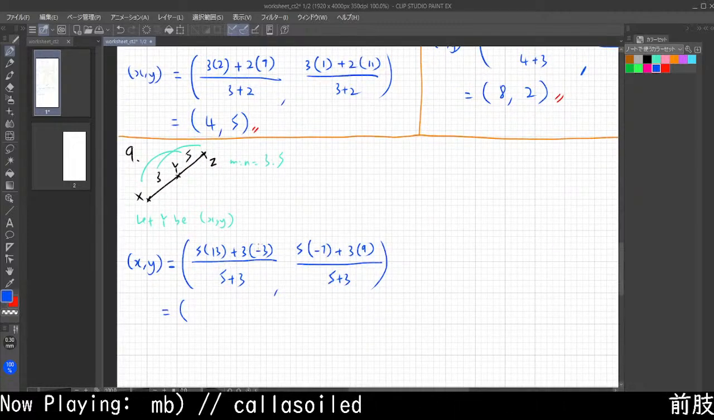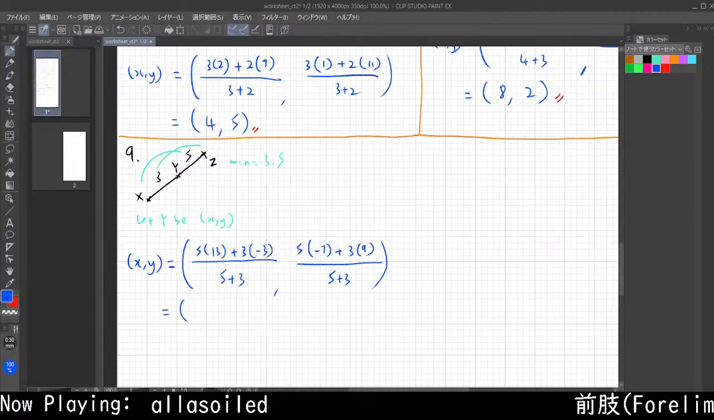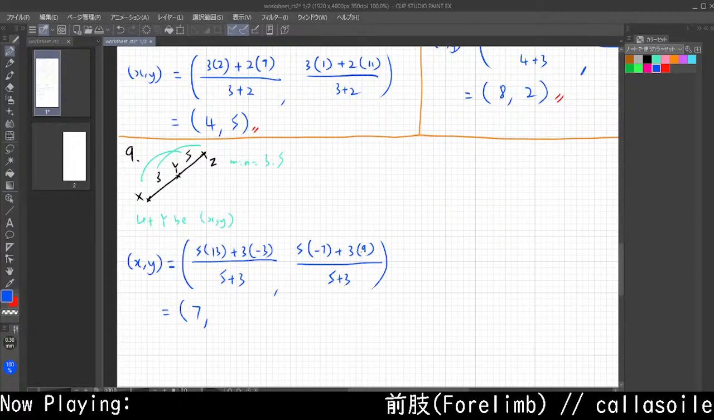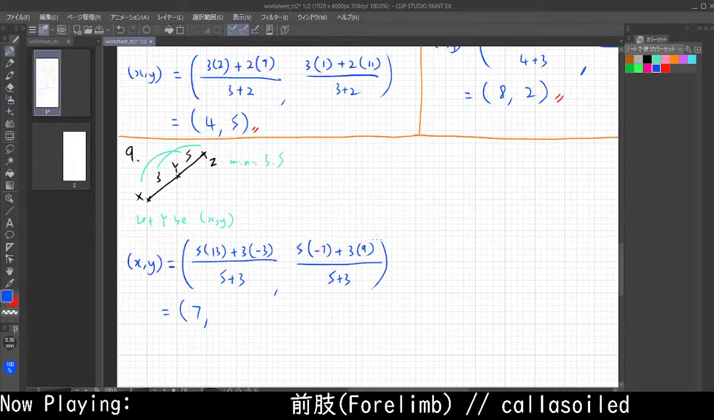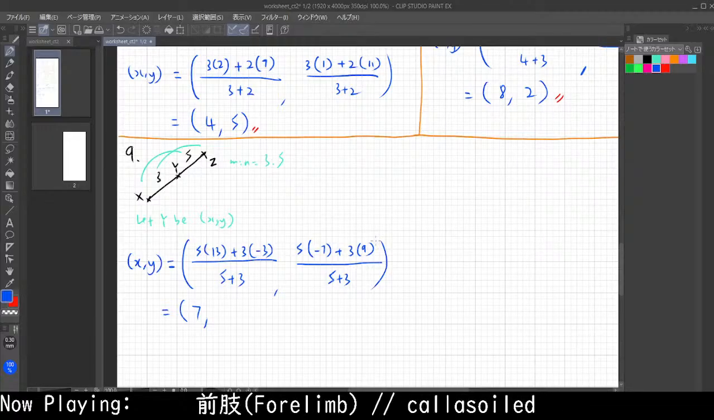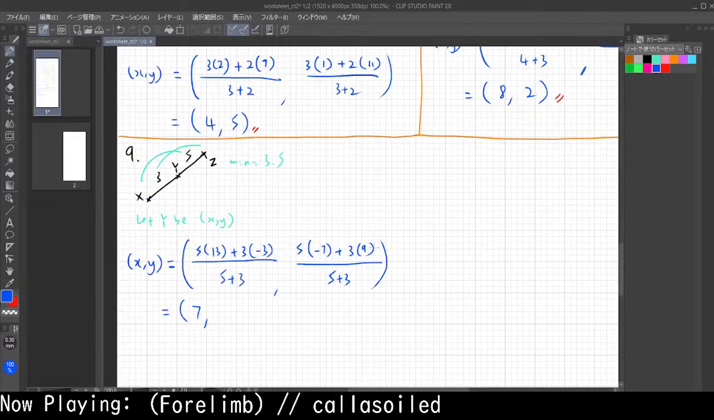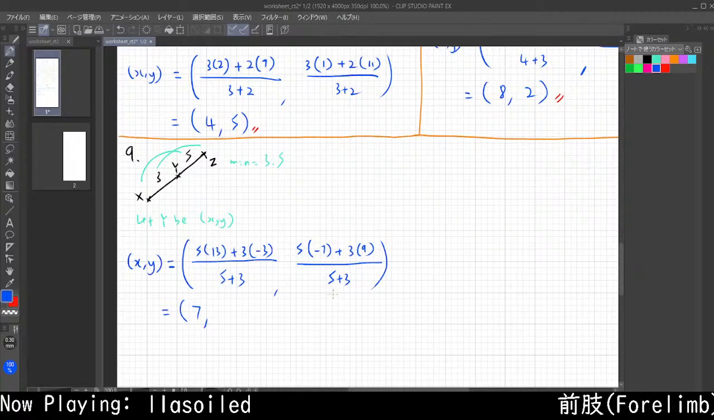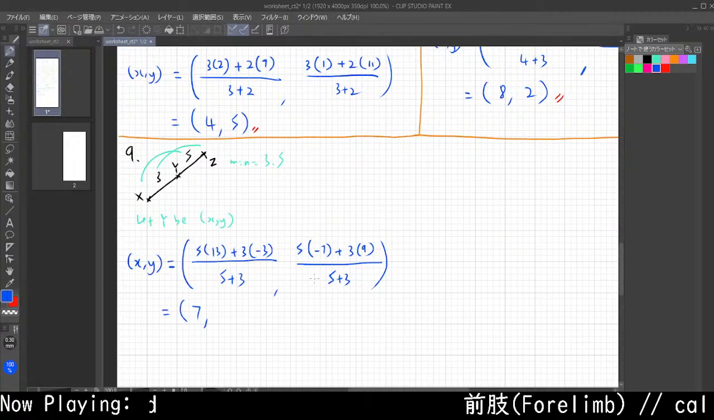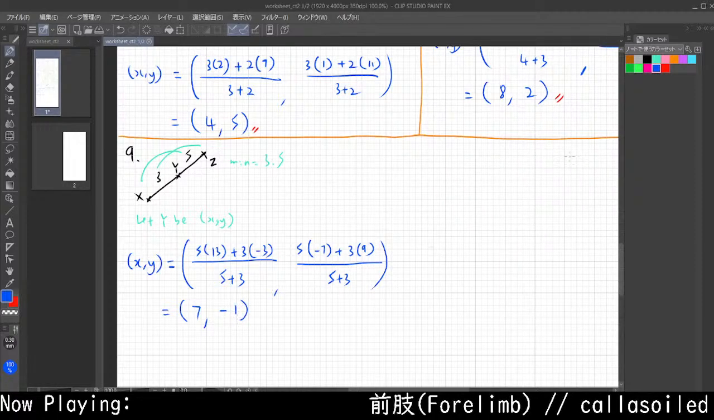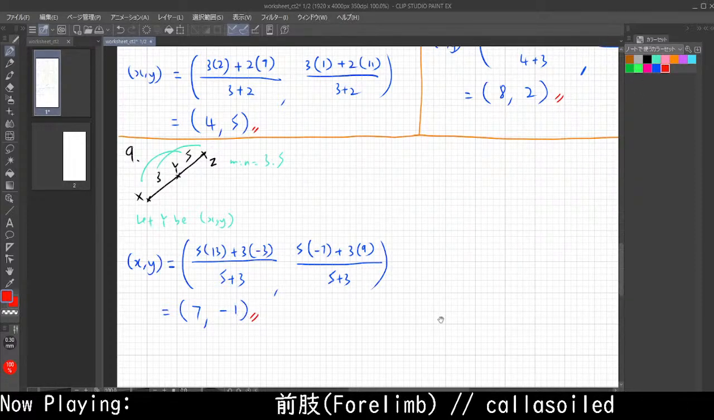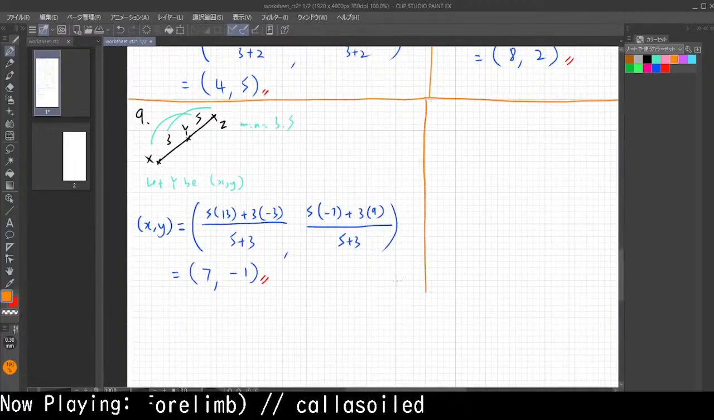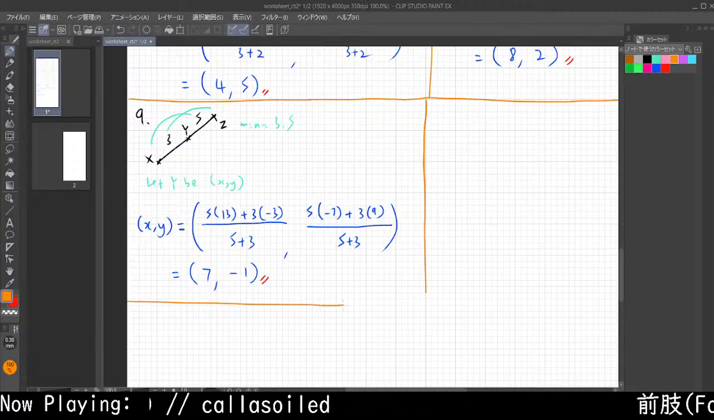First fraction, 65 minus 9, 56, 56 over 8, you get 7. Second fraction, negative 32 plus 27, you get negative 5. Negative 8 over 8, you get negative 1. This is the middle point. Nothing else you need to do. This should be the answer. Okay, next. You see how fast this is? Yeah. Okay.